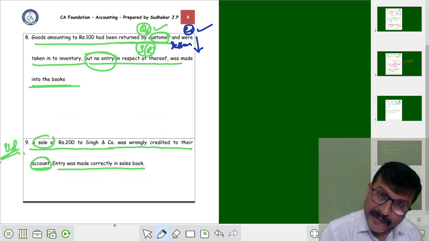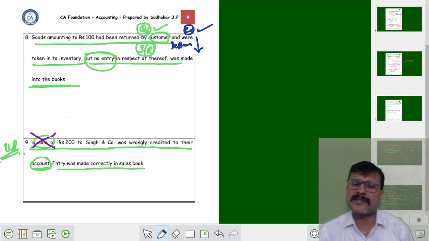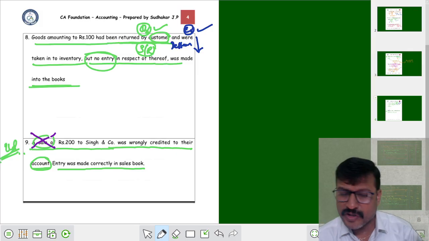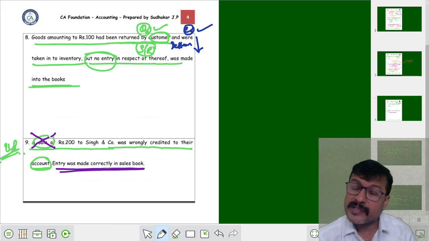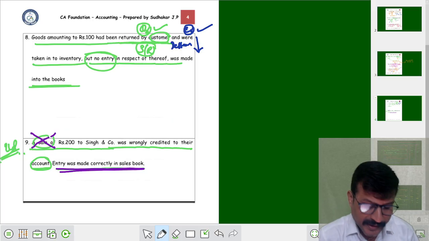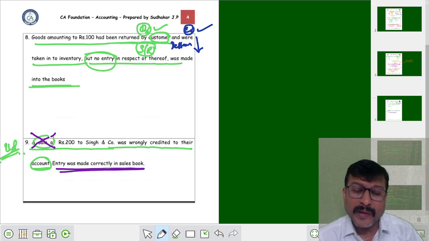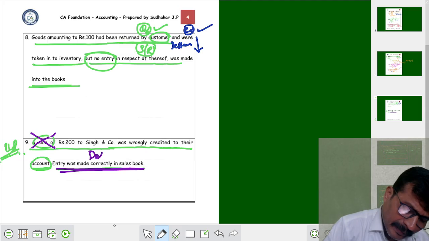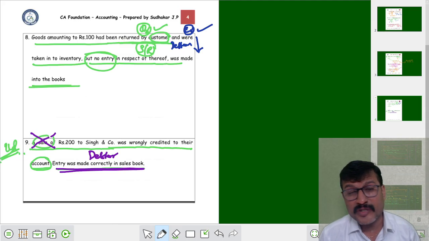When the entry was made correctly in the sales book, you ignore the sales. Leave the sales, because sales is correct. No rectification in sales, because the entry was made correctly in the sales book. Sales book entry is correct. So sales account is not to be taken for rectification. Now where is the wrong? When you sold goods to Singh and Company, Singh and Company is your debtor.